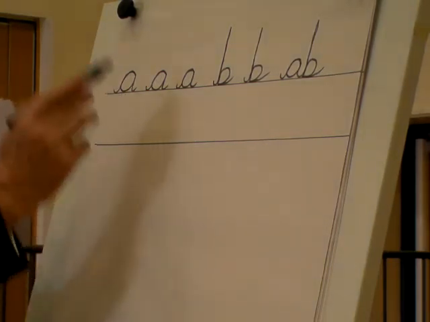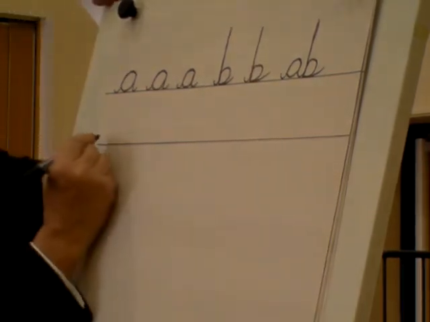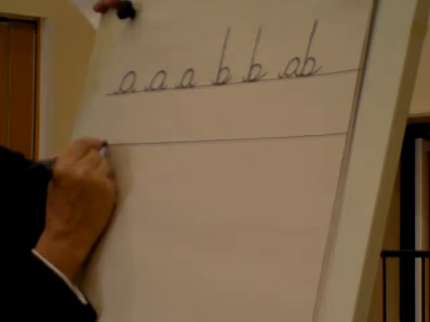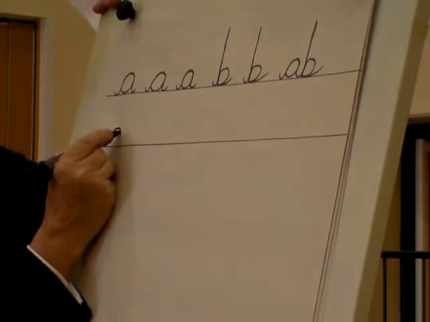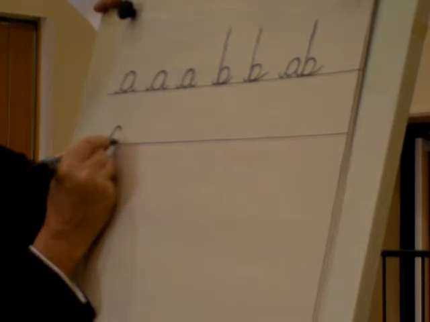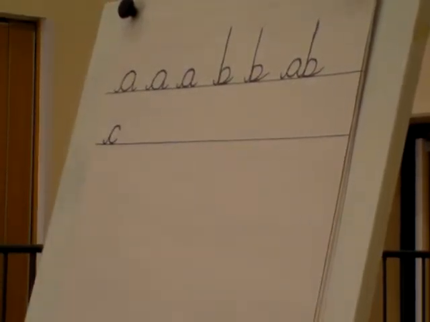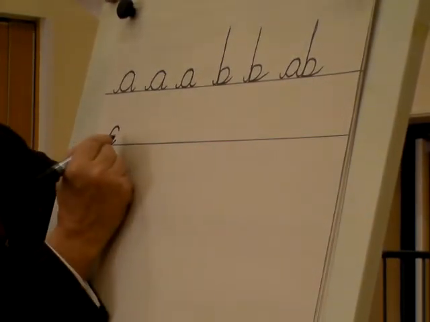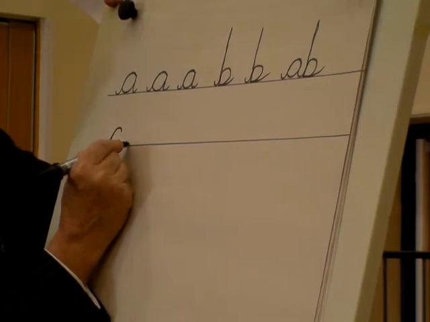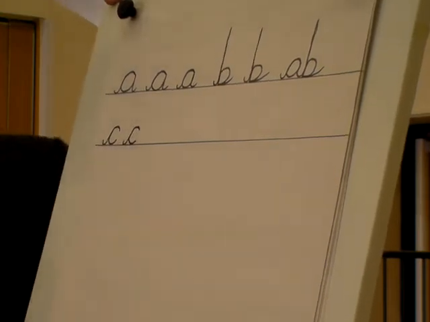Okay, we've done the A, we've done the B. Let's have a look at the C. And just like the other letters, it starts with a flick, comes round to 2 o'clock, then it comes back, and it goes like that. There's no flick on the end of this, and I bet you can guess why. Let's do it again first. We go flick, round to 2 o'clock, back, like that.